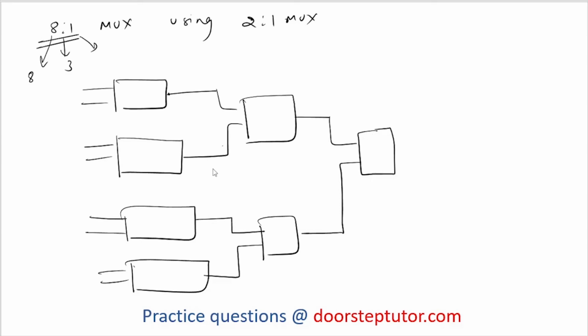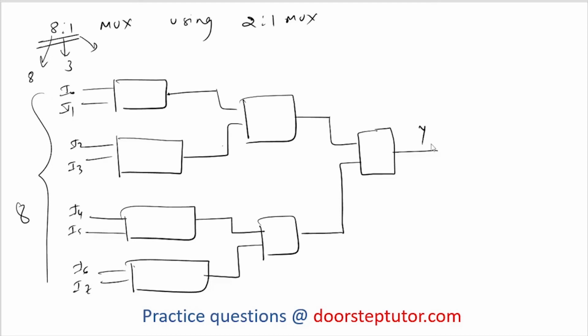In this manner, how many mux do we actually require? The inputs are going to be I0, I1, I2, I3, I4, I5, I6 and I7. So we have in total 8 inputs, and here we are getting a single output. That is the function of 8 cross 1 mux. So how many 2 cross 1 mux do we require? That is 4 plus 2 plus 1, which equals 7 multiplexers of 2 cross 1 size.